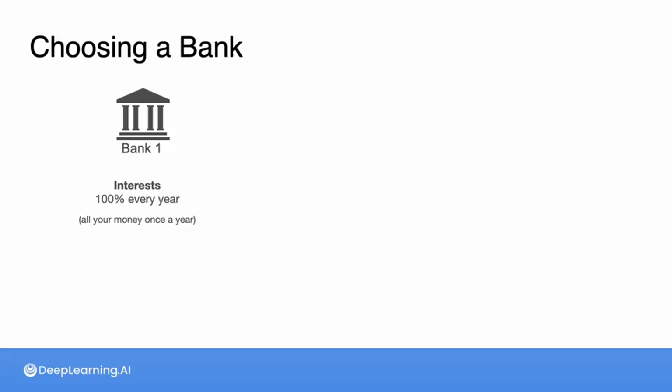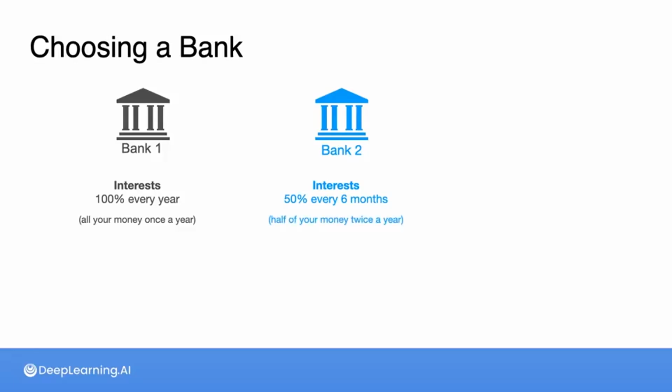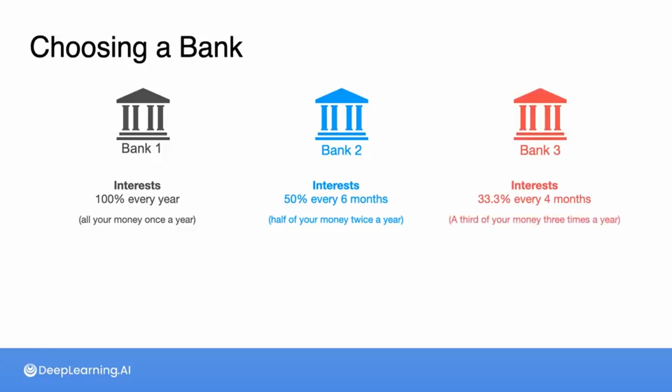So that's pretty good, but you continue looking. Let's go to bank number 2. Bank number 2 says, well, I'm going to give you 50% of your money every 6 months. So if you put in $10 today, in 6 months, you're going to have $15, because bank 2 gives you half of your money twice a year. And bank 3 is slightly different. This one says, I'm going to give you 1/3 of your money 3 times a year. So 33% every 4 months.